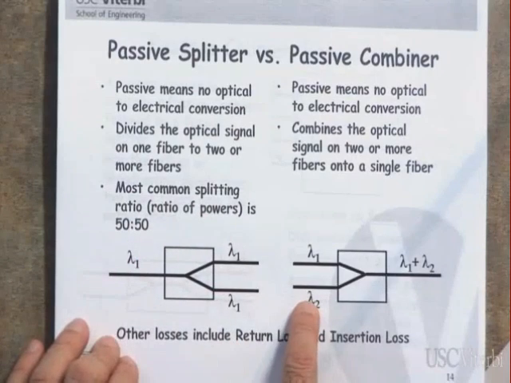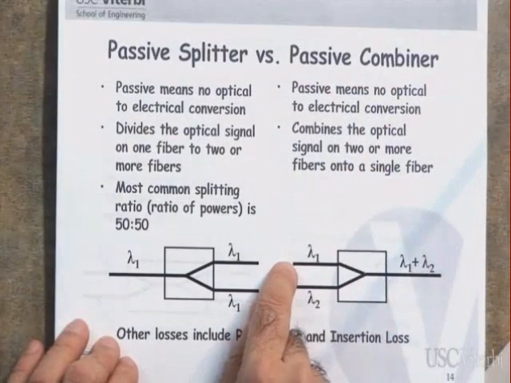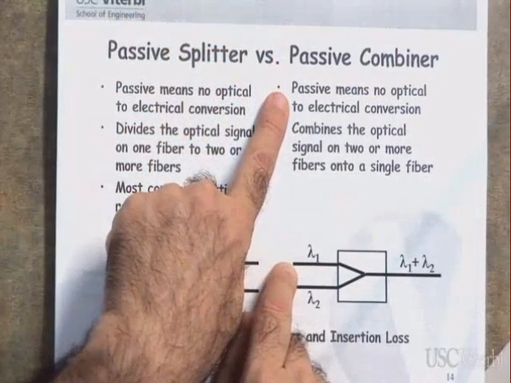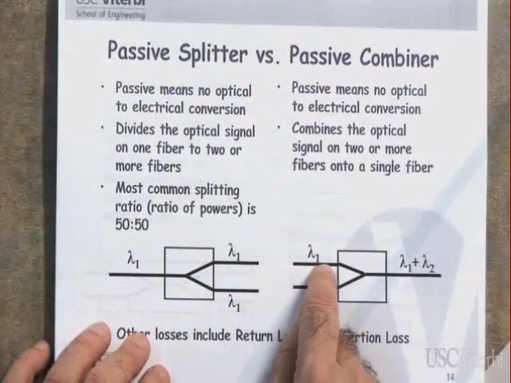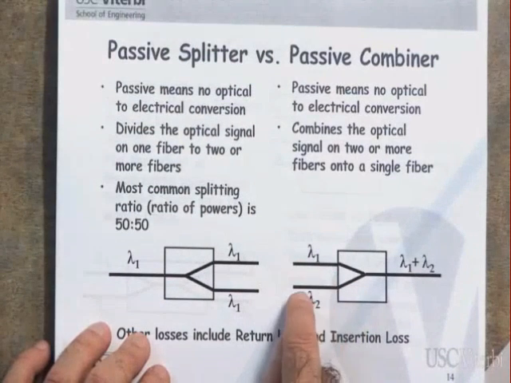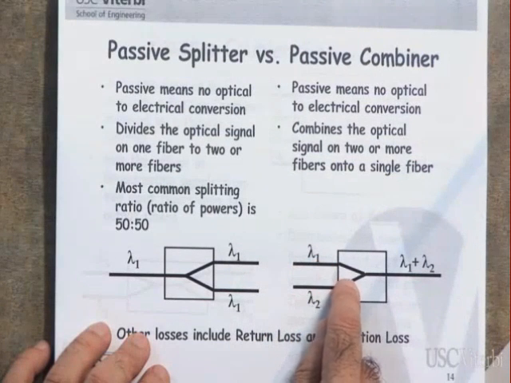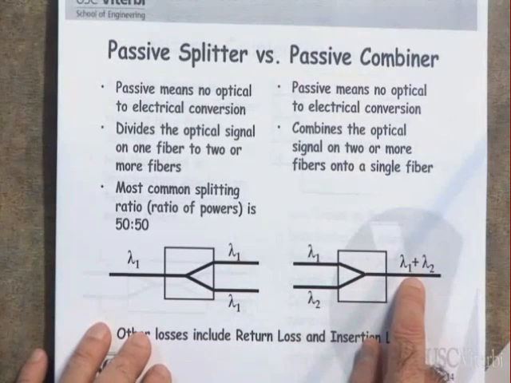Now, in here, what do I have? I have a passive combiner. Again, passive means no optical to electrical conversion. Keep that in mind. Now, in here, the combiner will combine 2 wavelengths. This is lambda 1 on a single fiber. This is lambda 2 over a second fiber, and it will combine them to get lambda 1 plus lambda 2.